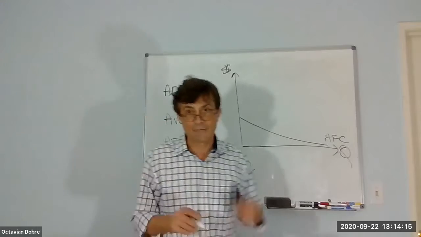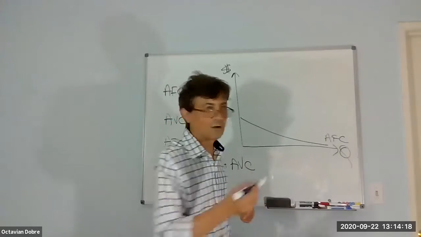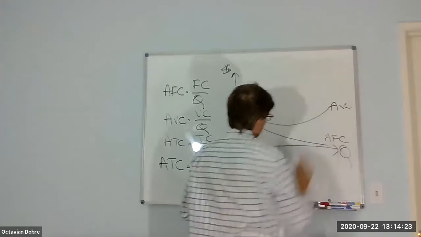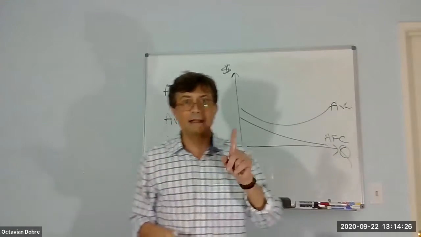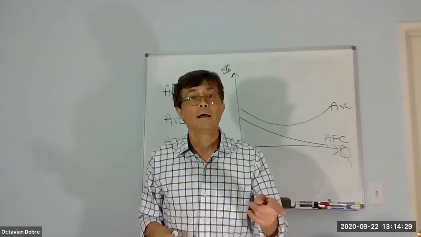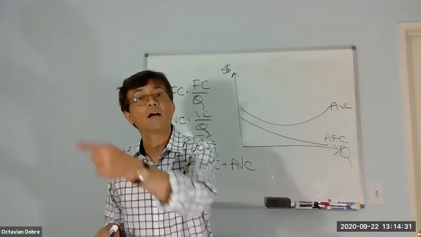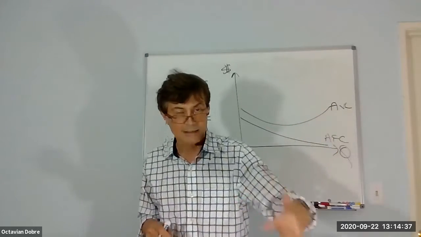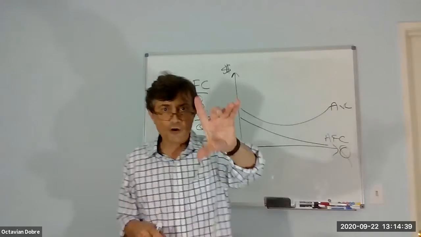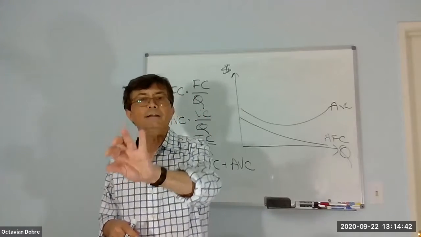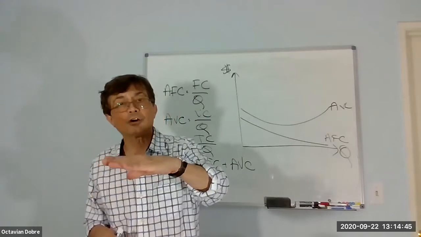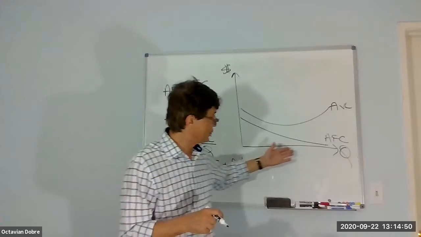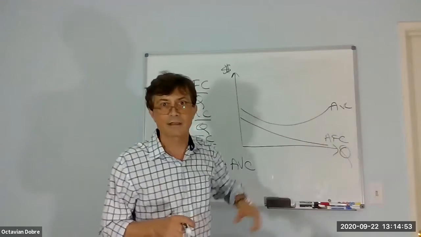Now, the average variable cost is going to look like this. What does it mean? It means that it goes down, and then at a certain point, it starts going up. So as we produce more and more units in the beginning, the average cost of each unit goes down and down and down. And then at a certain point it's going to start going up and up and up. As we produce more and more units, the average cost of a unit starts going up.